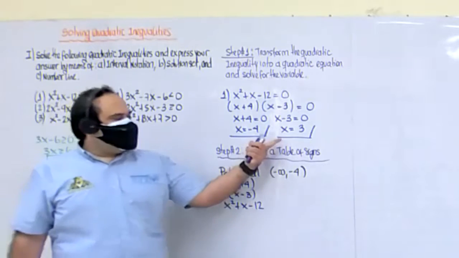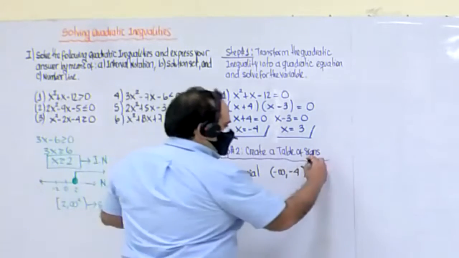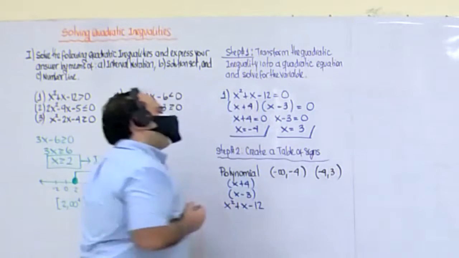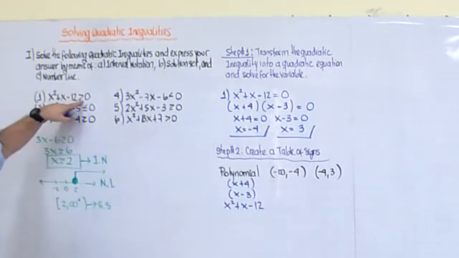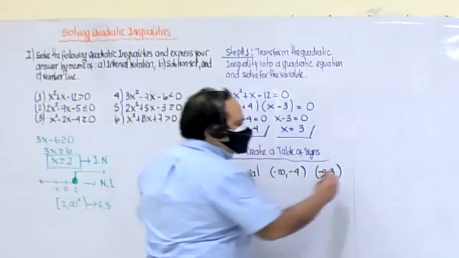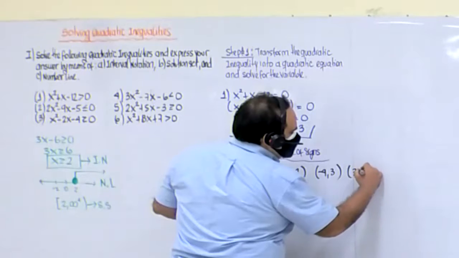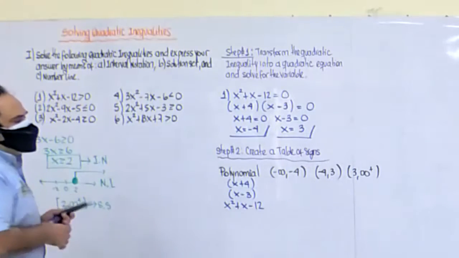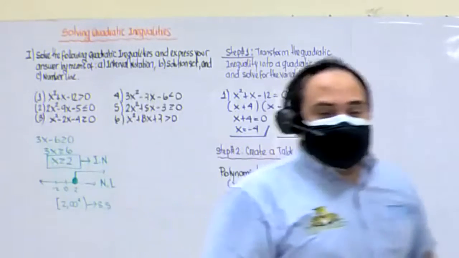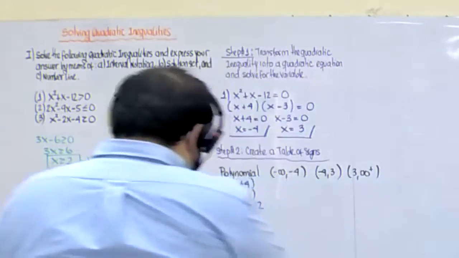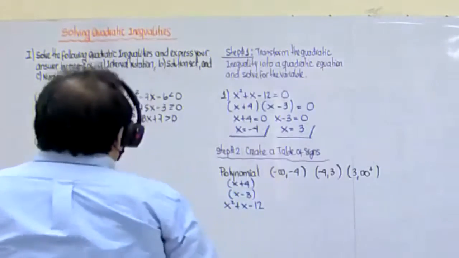The second one will be the solution between them. I mean, negative 4 and 3. I'm using parentheses because we are not including the equal sign. And finally, the opposite. I'm going to take the greater one. That will be 3 until positive infinite. All right. And we are creating the table of signs. Let me mark it with the ruler.